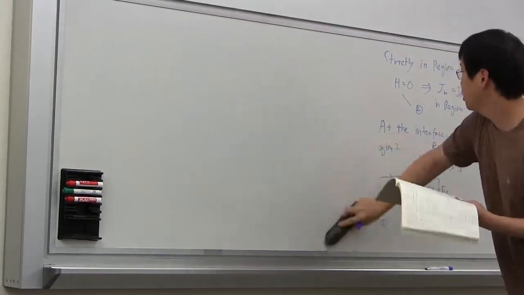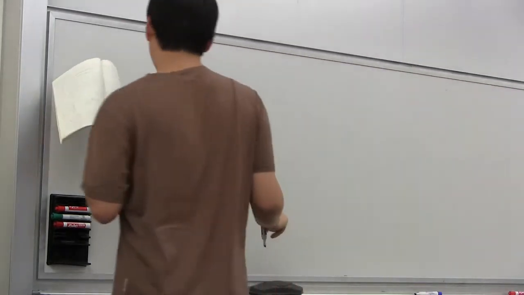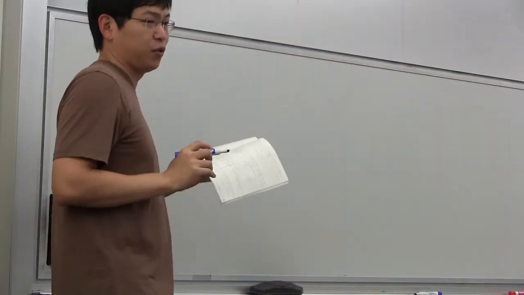So that's the end of the discussion of the total field scattered wave. And as a last topic, I'll briefly discuss the difference between different numerical methods.